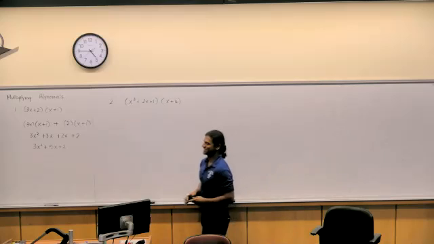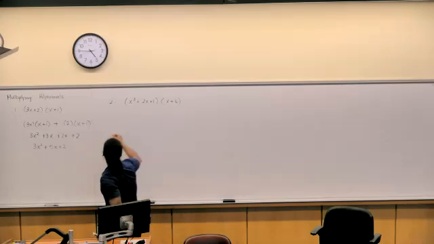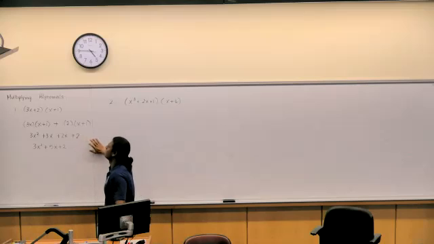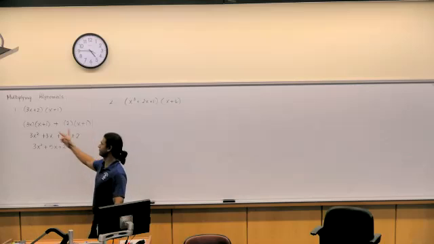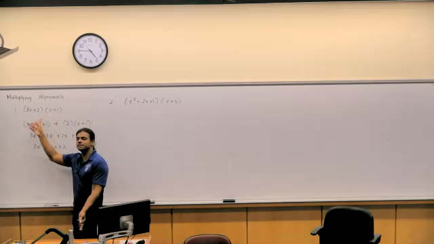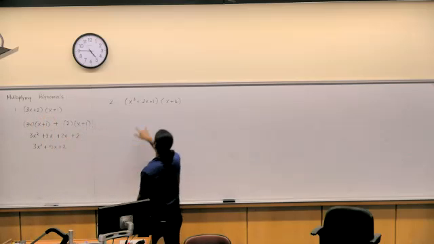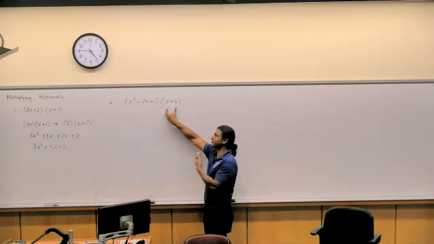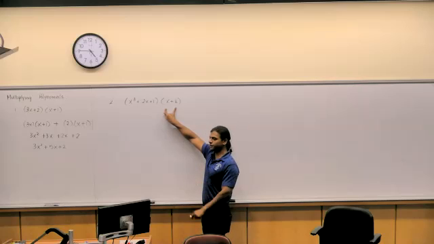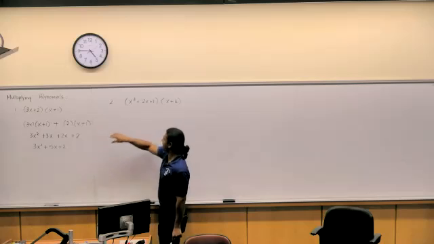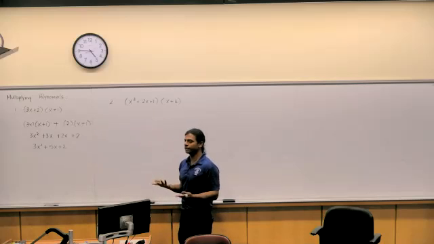Okay. So Cade asked me, why is this better than FOIL? FOIL works perfectly fine as long as you have 2 terms here, 2 terms there, and you're multiplying them. But if you have 3 terms in the polynomial and you want to multiply it with x plus 4, would you be able to use FOIL? No. But if you use the same thought process from there over here, it's going to work.